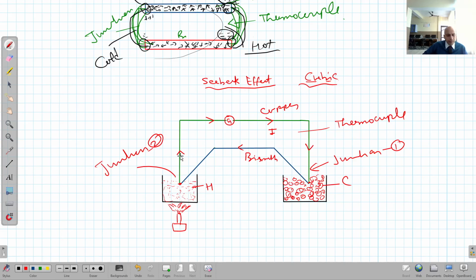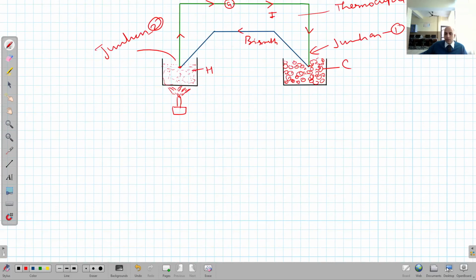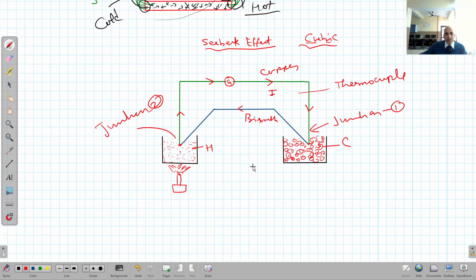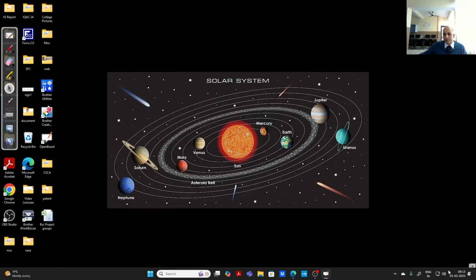If I have different metals, obviously the flow of current will be different. It depends upon the density of the electrons and all other properties of the metals, and the temperature difference as well, right? So this is about the Seebeck effect, right?